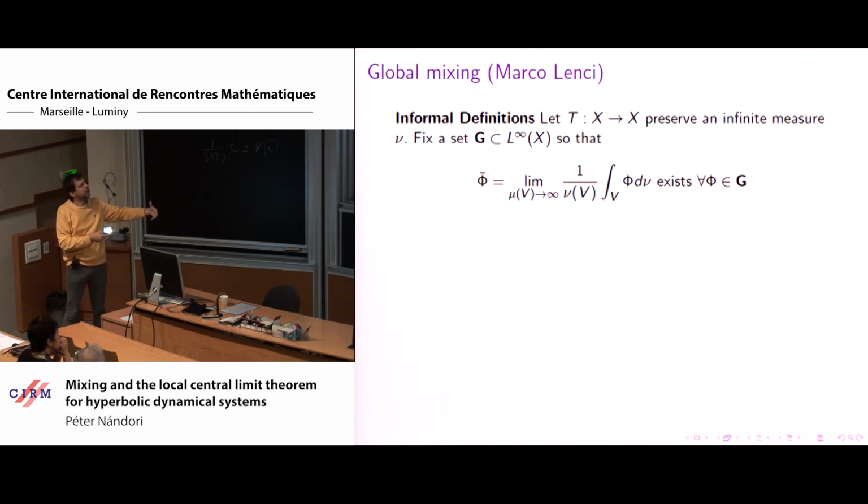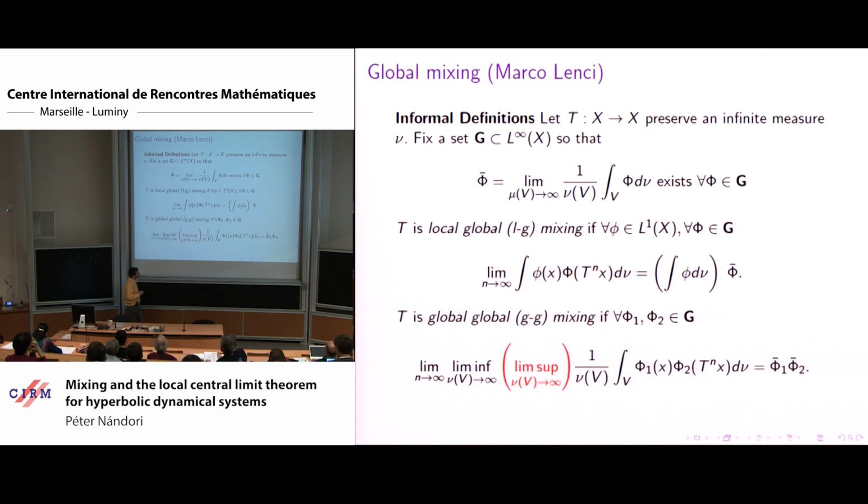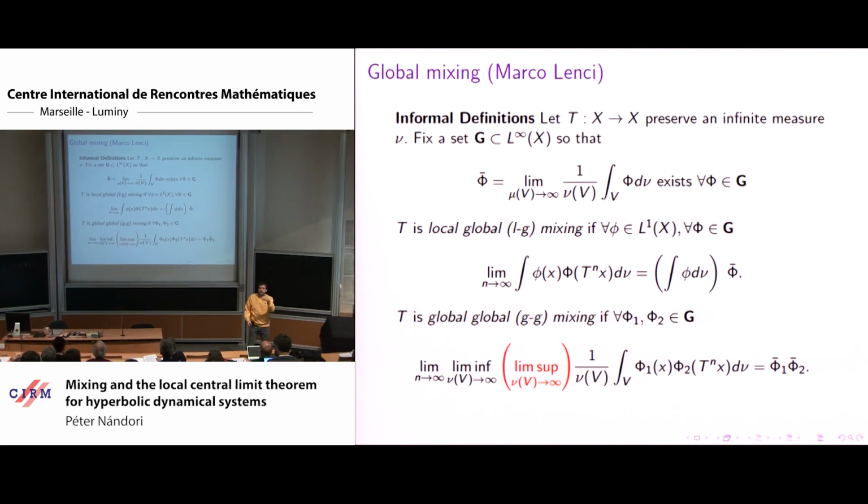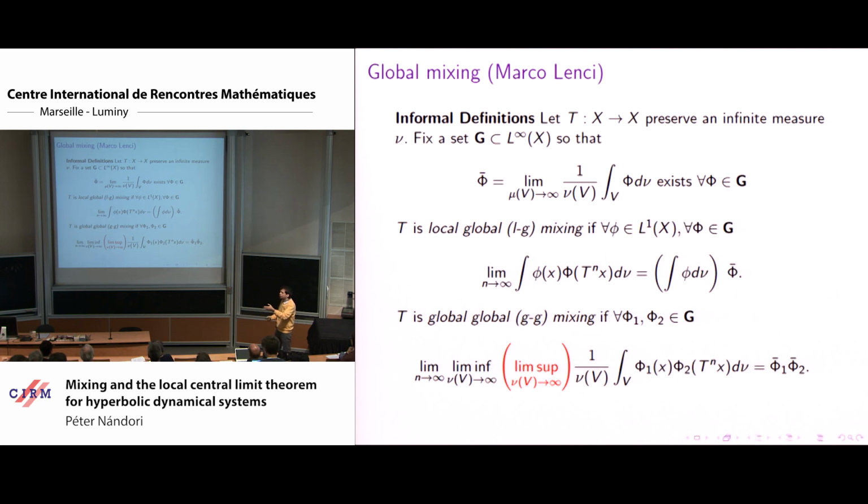So if you let the measure nu of V go to infinity and you average over this big box, then this limit exists. Well, that's a bare minimum that you want. There are usually more requirements than this. So you have a collection of functions which have average values over large boxes. And then you can ask these kinds of questions: can you talk about mixing of these global observables?